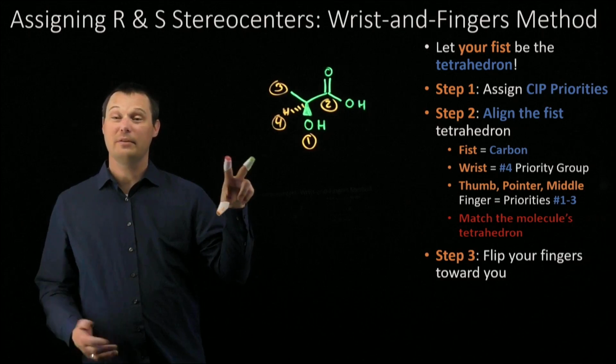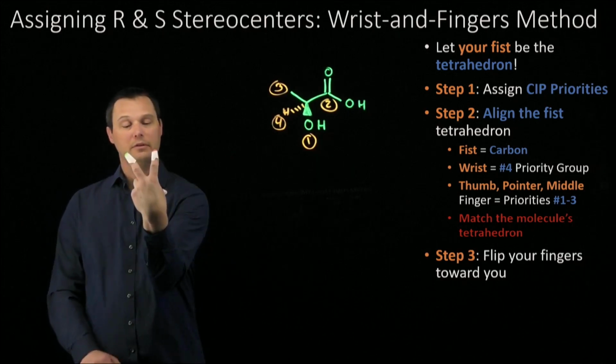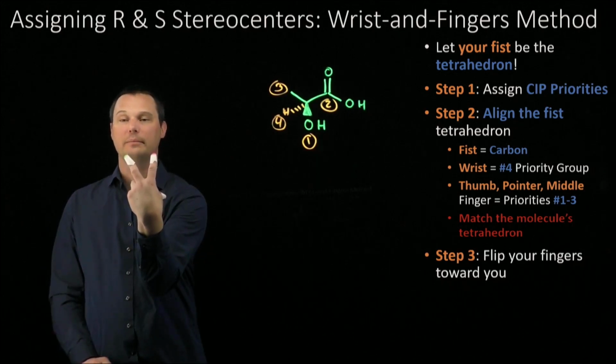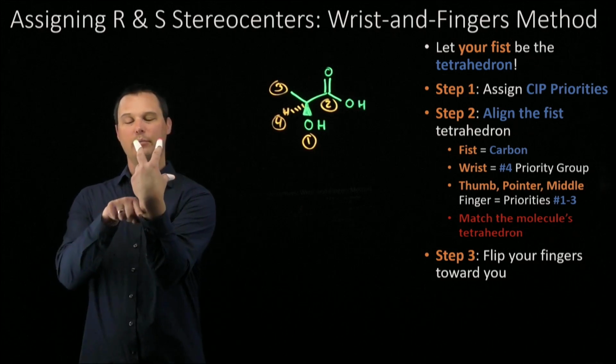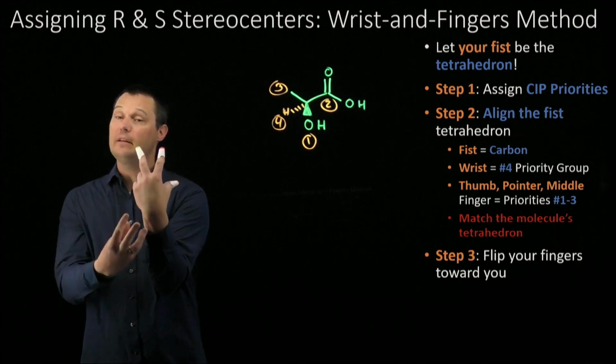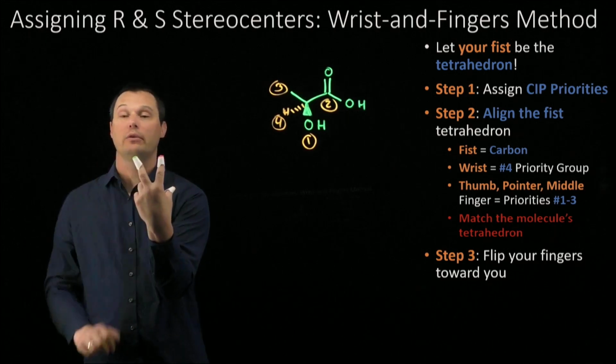And then for the best part of the procedure, you flip your fingers towards you, and now your wrist is pointed away from you. By flipping your wrist towards you, that automatically puts number 4 pointed away from you, exactly the orientation it's supposed to be in for all of our regular R and S rules.